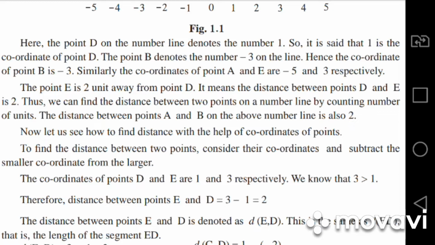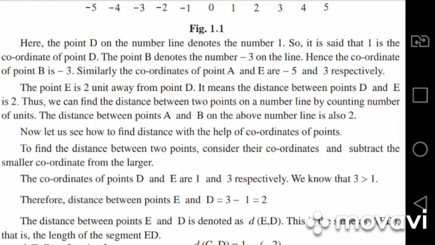Similarly, we can find distance CD. Now we know the coordinate of C is -2 and the coordinate of D is 1. Now 1 is greater than -2. Therefore distance CD is equal to 1 minus (-2), that is equal to 1 plus 2, and that is equal to 3. Therefore we can say that distance CD is equal to length CD, and that is equal to 3. We can also say that distance DC is equal to 3. Similarly, we can find the distance of other points.